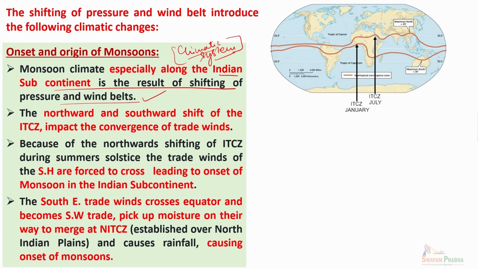As we know, all the pressure belts move northward with the apparent movement of the sun during the summer solstice.